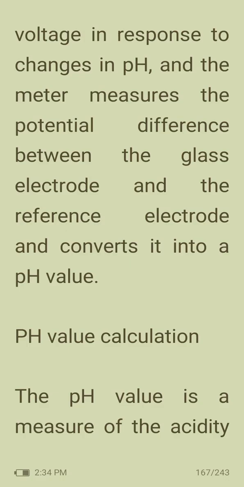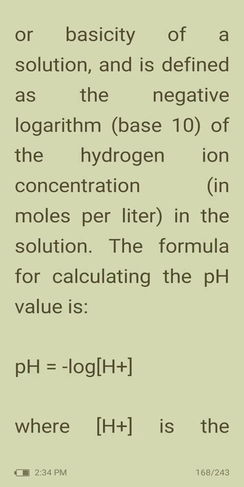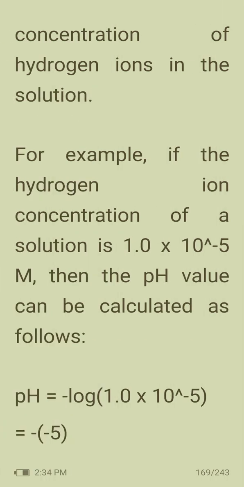So when we try to learn the pH value calculation, the pH value is a measure of the acidity or basicity of a solution and is defined as the negative logarithm base 10 of the hydrogen ion concentration in moles per liter in the solution. The formula for calculating the pH value is pH is equal to negative log of H plus ion concentration, where H plus is the concentration of hydrogen ions in the solution.